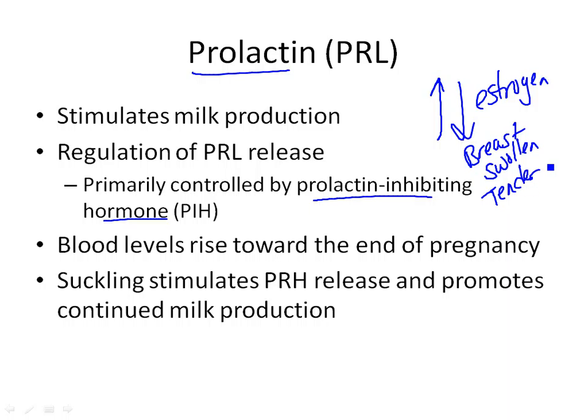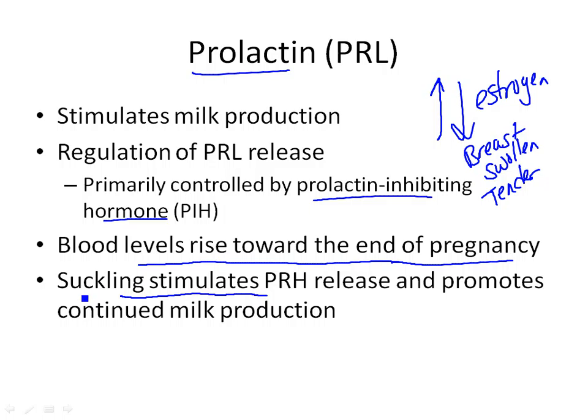Now, at the end of pregnancy, as you get toward your last trimester, your ninth month, these blood levels start to rise. They're basically prepping your breast to get ready for the baby, so when the baby comes, you're able to produce milk. Within the first 24 to 48 hours after birth, you'll start producing milk.